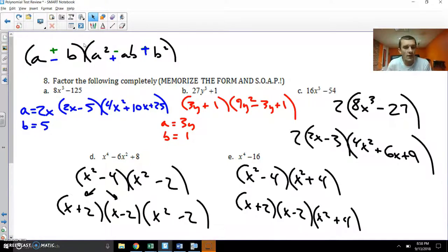So we have figured out the cube root of 8 is 2, the cube root of 125 is 5, and then we put it in the form. Same thing with B, 27, the cube root of that is 3, 1, the cube root is 1, we put it in the form. And the last one, C, it's a cubic, but we have to take out a 2 first, and then what's left can be done using the form and SOAP.